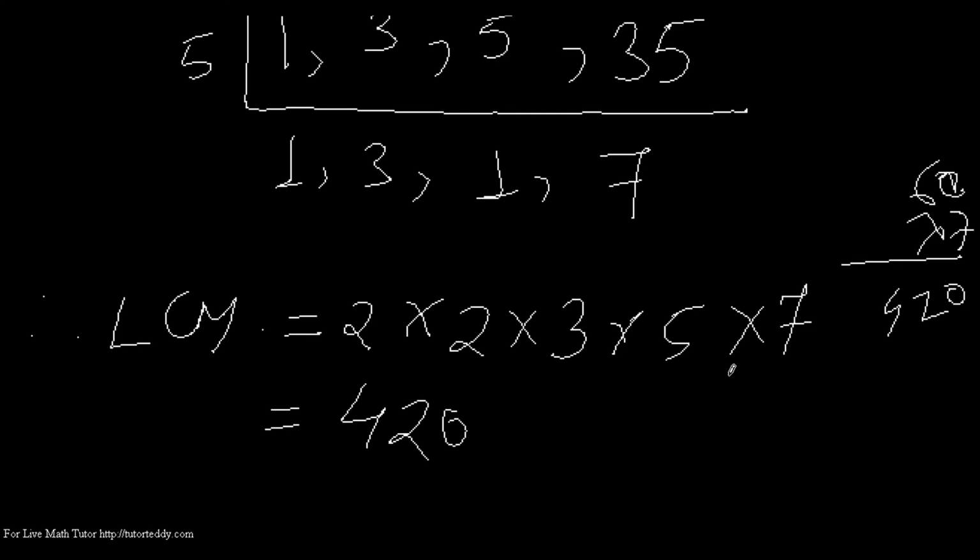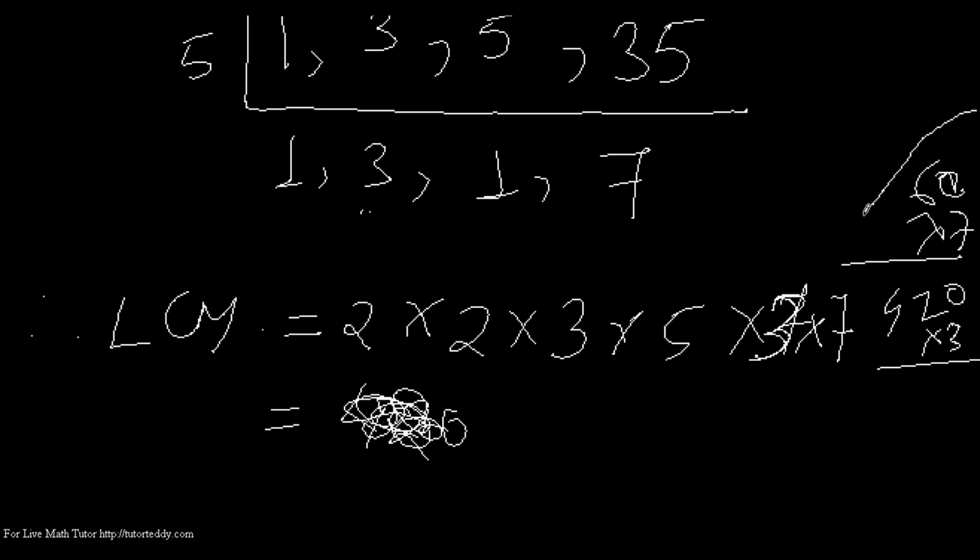I'm sorry, I must have missed something. Yeah, there should be one 3 more, because this 3 I have missed out. Let me add here, into 3 into 7. So that means with 420 I need to multiply 3 more. I have to multiply 3 more, and this is my rough work area. So 3 zeros are 0, 3 2s are 6, and 3 4s are 12. So my answer is 1260. This is my LCM.